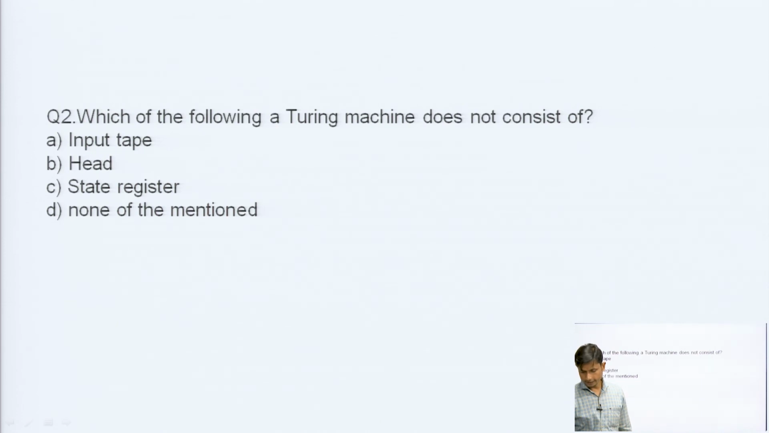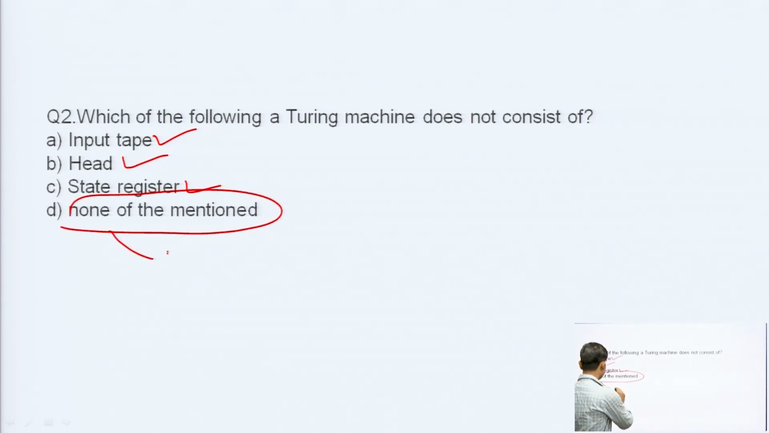You can see another question: which of the following does a Turing machine not consist of? We have already checked that a Turing machine has an input tape, a head, and also a state register. So everything is present in the Turing machine, and all of these are there. So none of the options is the right option, because it is negative, asking what it does not consist of.